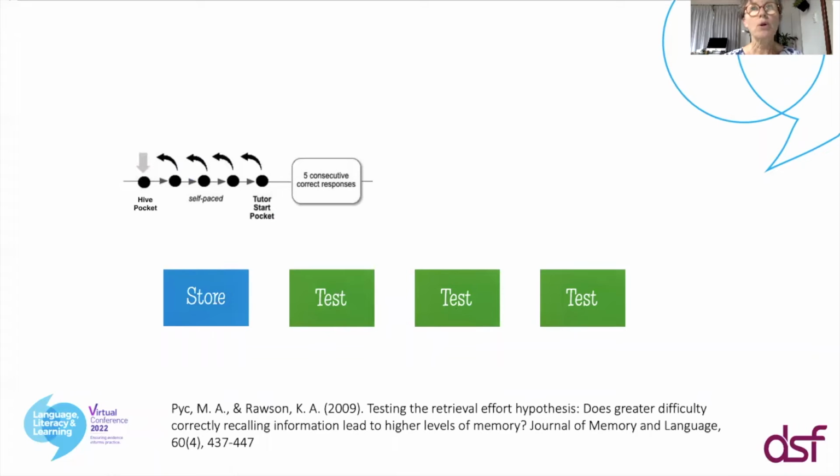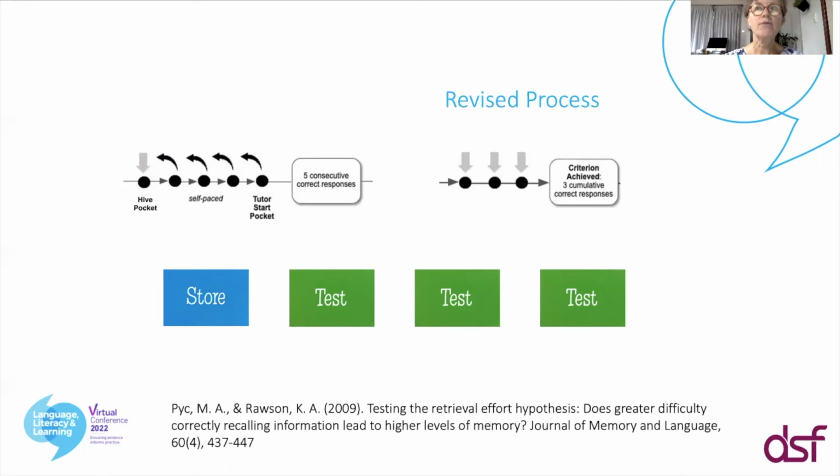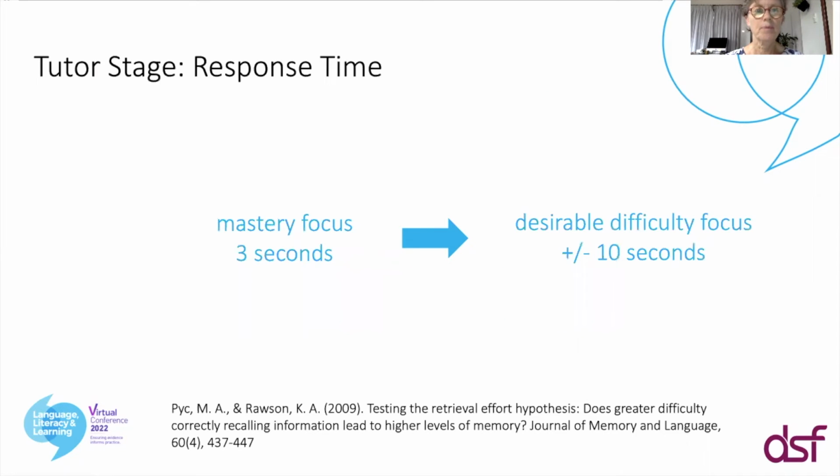The process was modified so that incorrect flashcards returned to the pocket of origin rather than the hive, which greatly reduced the unnecessary repetitions. So in the revised process, the hive was removed and replaced by a simple test pocket. 5 correct consecutive responses were replaced by 3 cumulative correct responses.